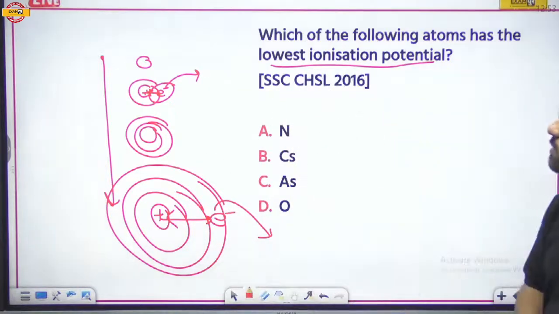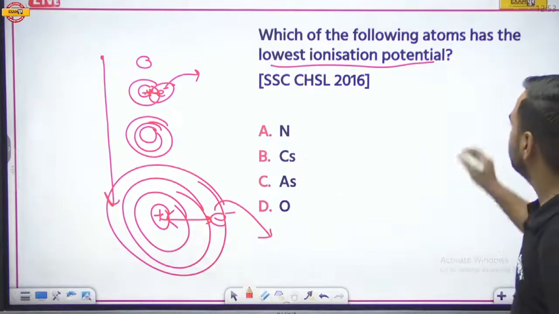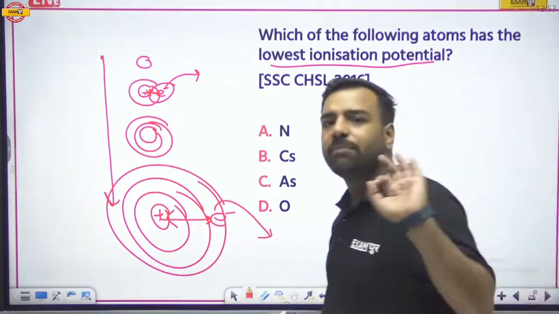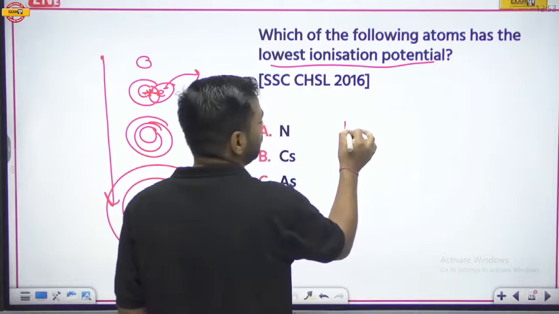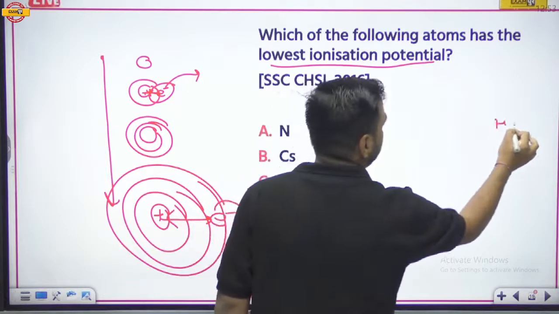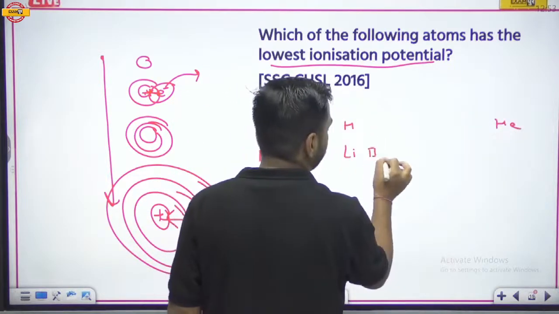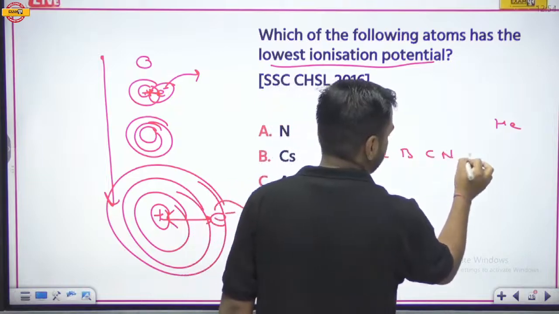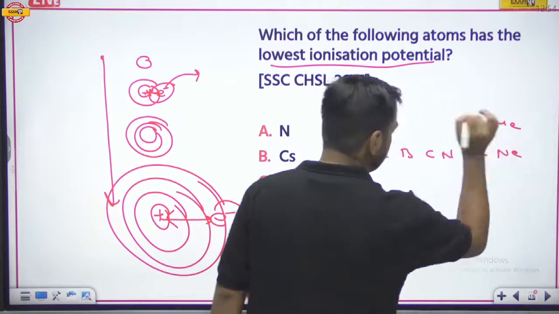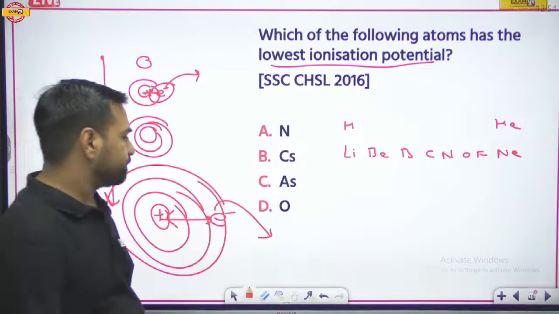So let's have a look at these options. If I'll go with the nitrogen, let's make a periodic table here. Short periodic table. So it was hydrogen, helium, lithium, beryllium, boron, carbon, nitrogen, oxygen, fluorine and neon. This is the sequence order.